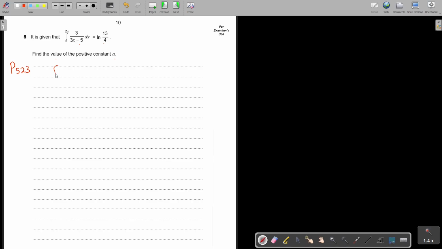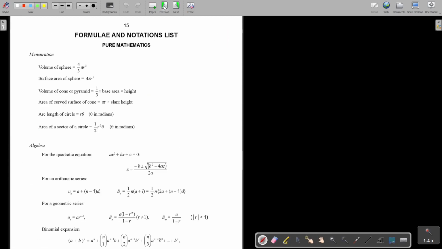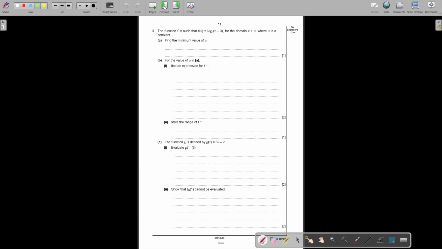Now, if I write that integration, first just the left-hand side, the integral from a to 2a of 3 over 3x minus 5. Let's just first integrate that side. I can take you to the formula sheet to see the integration, but it's always the simple one that they put there. The simple one will just be saying if it's 1 over x, it's ln x plus c. But let's go back.